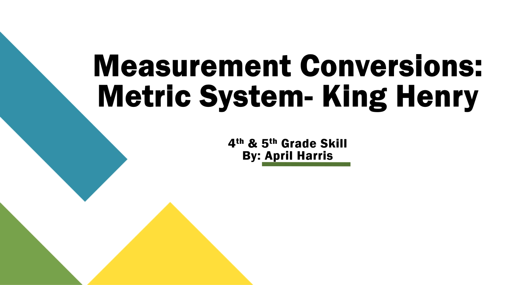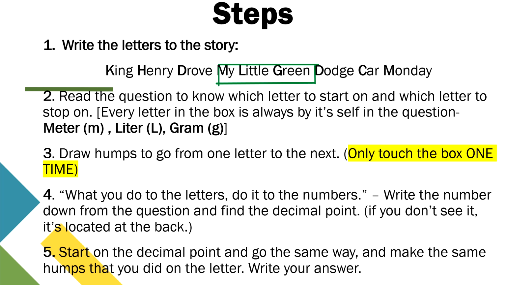Hello, this is Ms. Harris here to talk to you about measurement conversions in the metric system. The strategy that we're going to be using is called the King Henry strategy. All right, so the steps that you need to know. You want to write the letters down to the story. The story is King Henry drove my little green Dodge car Monday.